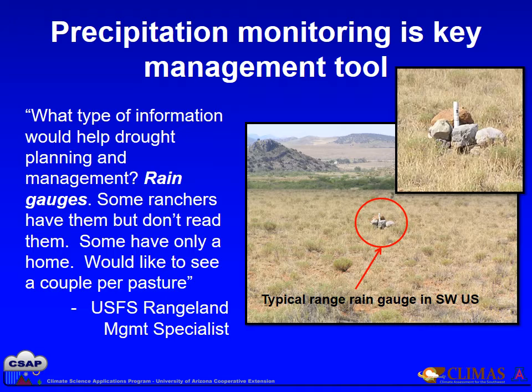Precipitation monitoring is a key rangeland management tool. In a collaborative drought planning project we did with ranchers and land managers back in 2015, we heard that more rain gauges in key areas would help with monitoring for drought impacts and triggering management decisions.